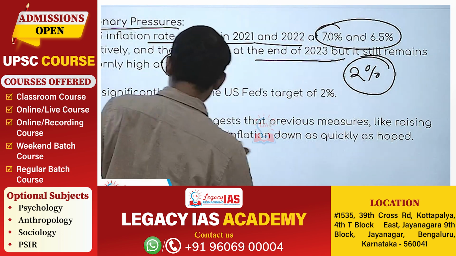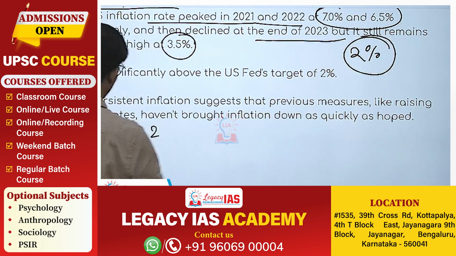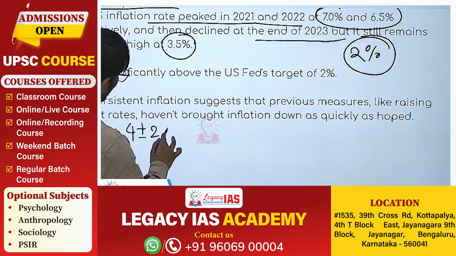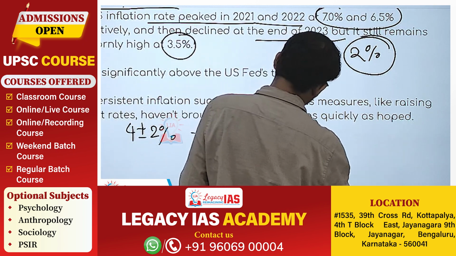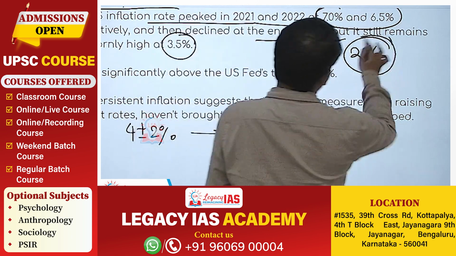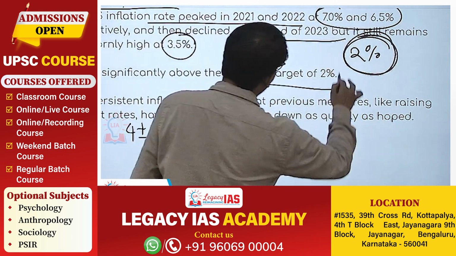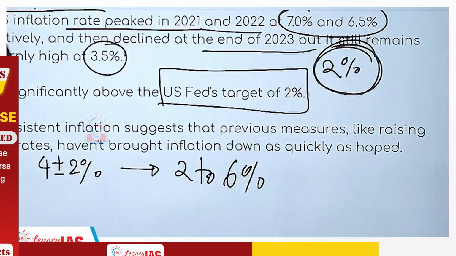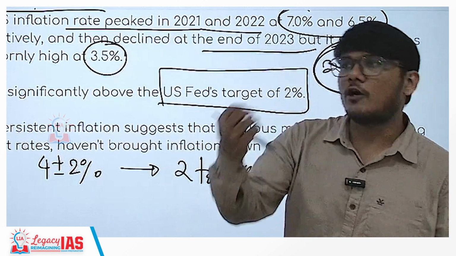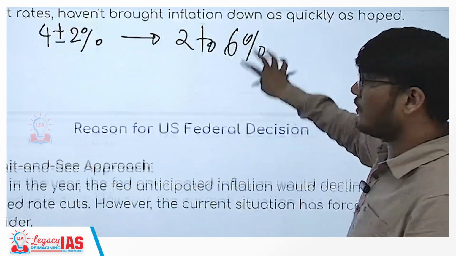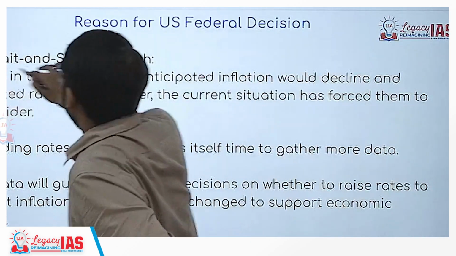In India we have inflation targeting. We target inflation at 4 plus minus 2%, which gives us a range of 2 to 6%. In the USA, they are targeting 2%. This is significantly above the US Fed's target of 2%. Now, since it's above the target, that is why you cannot lower the interest rate, because it will further lead to inflation. Now, another reason is the wait and see approach.